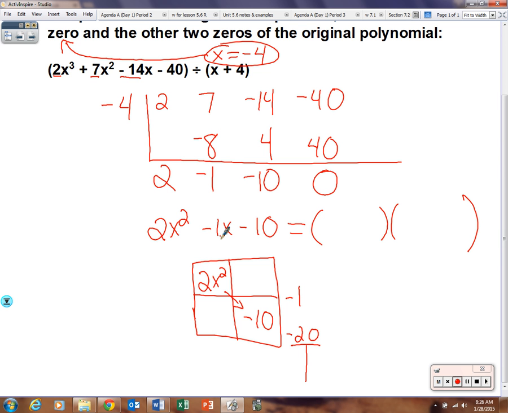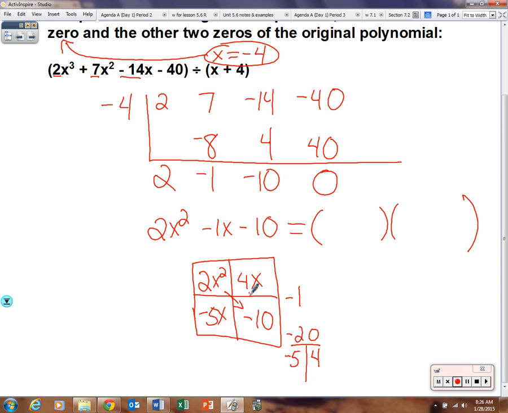Hopefully that's not too difficult to figure out. That would be negative 5 and 4. Negative 5 times 4 is negative 20, and negative 5 plus 4 is negative 1. Now, take those two and put them in the other two corners and put the x on it. So negative 5x and 4x.